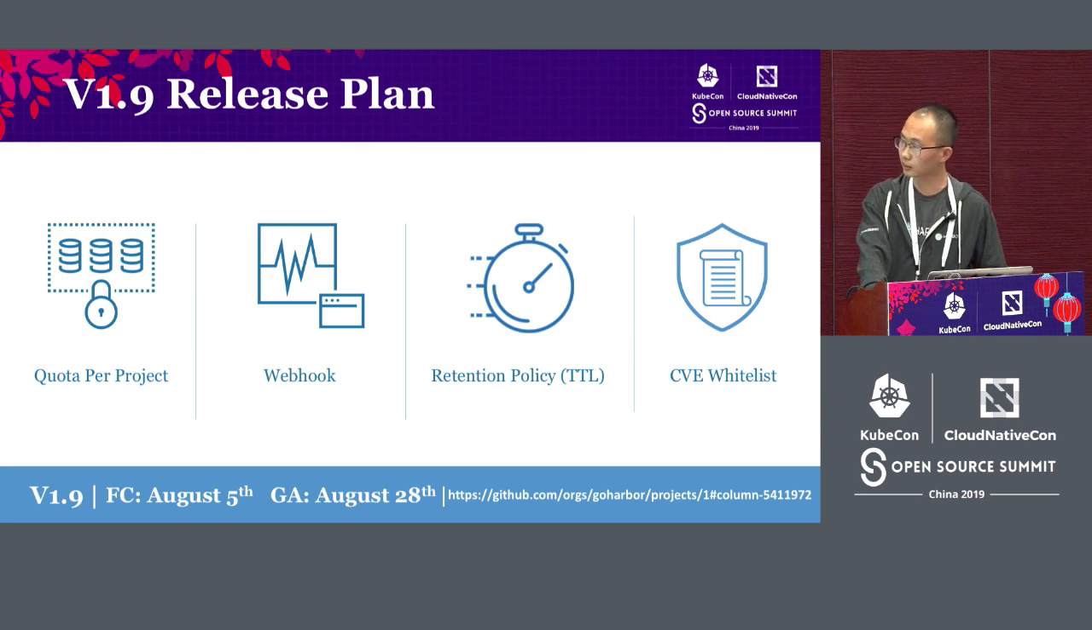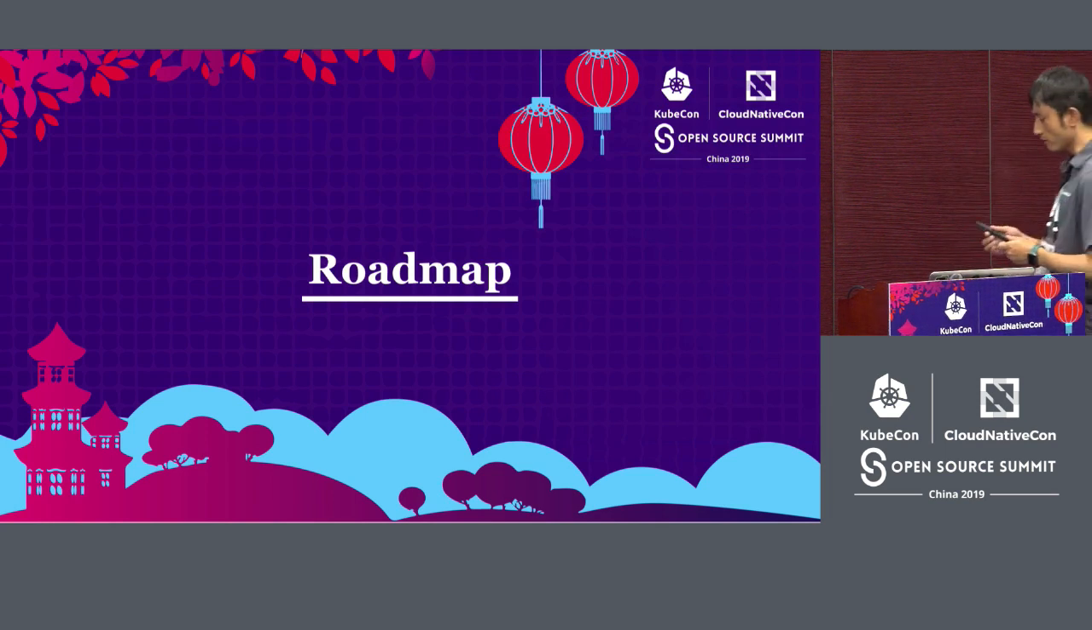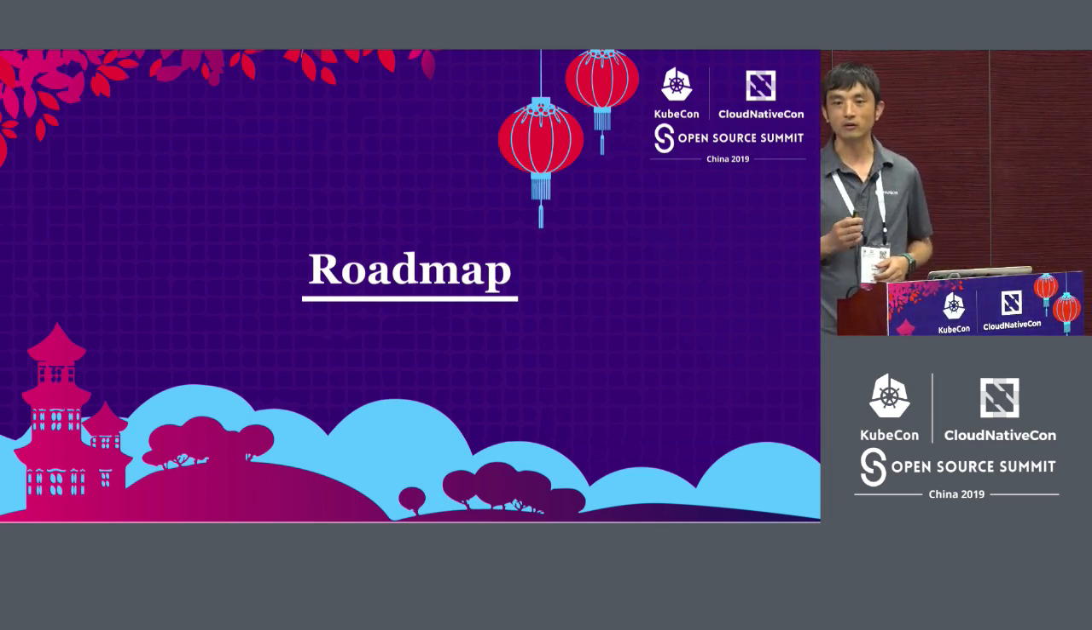And the last feature is CVE whitelist. Stephen has mentioned that. We allow users to define strategies. If they find vulnerabilities with the images, we will not allow users to pull. But if a CVE can be passed, we will use a whitelist to achieve this function. Well, next I'd like to invite Stephen to talk about our roadmap.